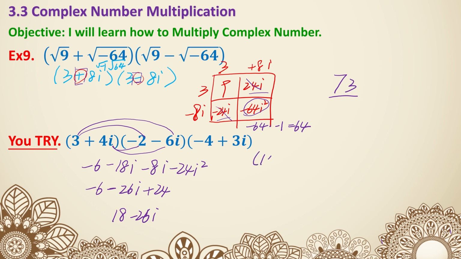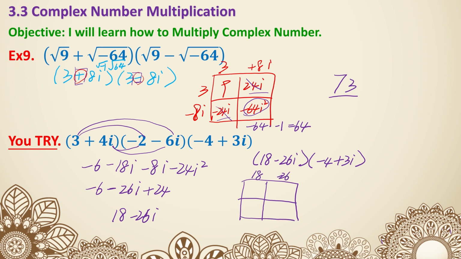Now let's continue. 18 minus 26i times negative 4 plus 3i. So you see, you deal with 2 of them at a time, then you continue adding the next parentheses. Let's make a box for this one so you can see both methods. 18, negative 26i, negative 4, 3i. So we got a negative 72. And then 104i. 3 times 18, 54i. And then lastly, 3 times negative 26, negative 78i squared.